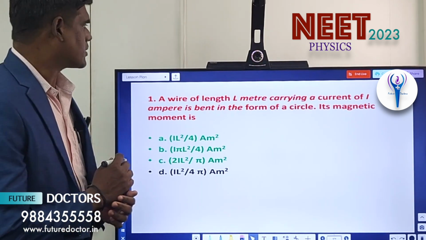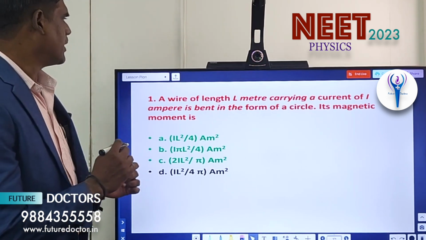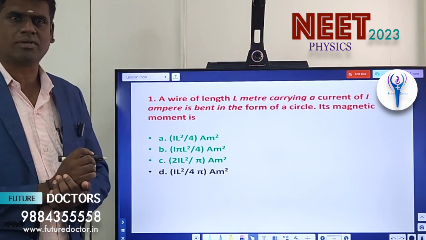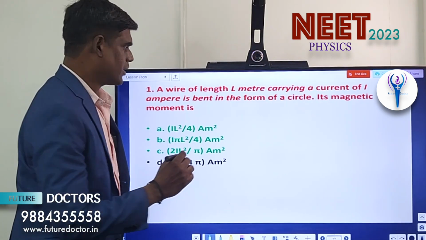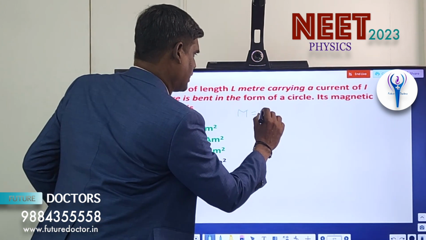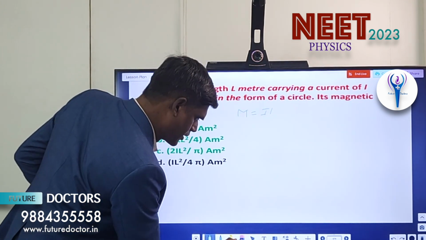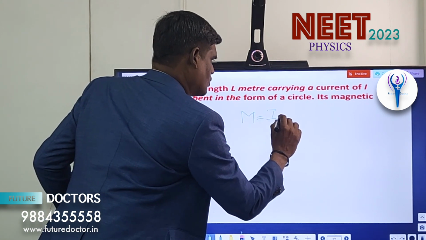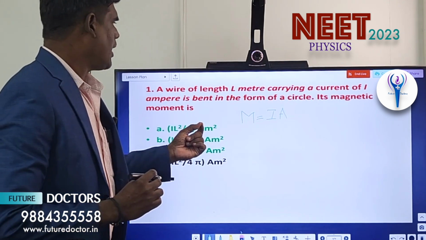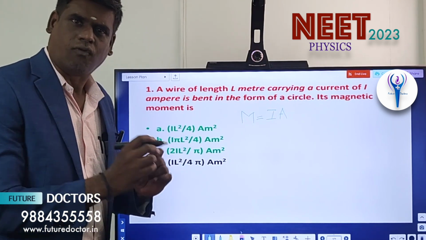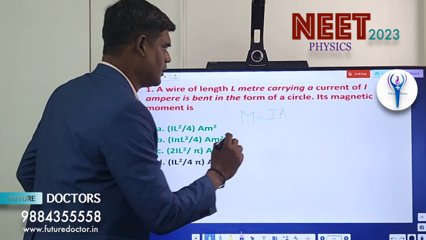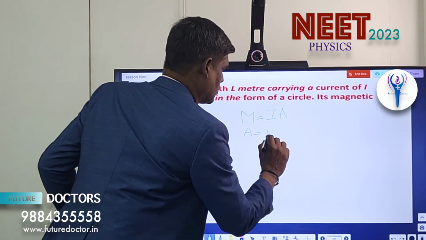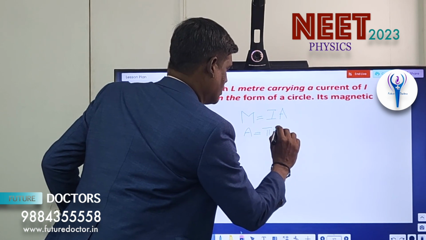A wire of length L meter carrying a current of I ampere is bent in the form of a circle. Its magnetic moment. There is a relation between magnetic moment and the current. What is the formula? Magnetic moment M equal to I into A, where A is the area. It's bent into the form of a circle, so what is the area of a circle? A equal to pi r square.